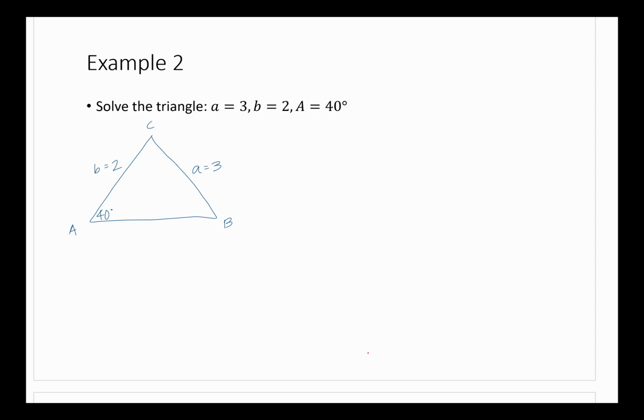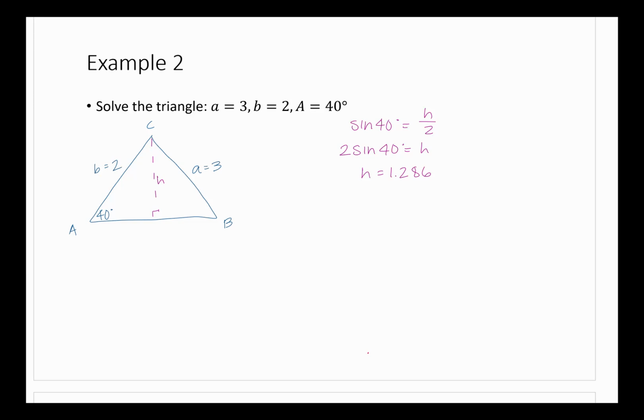So we want to double check our height. So I always like to find the height first, just because I like to make sure that I know what I'm looking for. So the sine of 40 degrees is equal to H over 2. So 2 sine of 40 equals H. And so when I do that, I find out that H is 1.286. Perfect. I see that this opposite side is greater than the height.